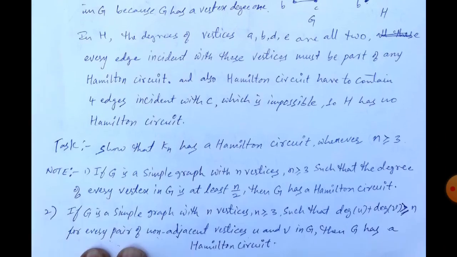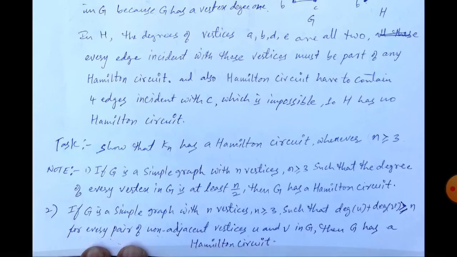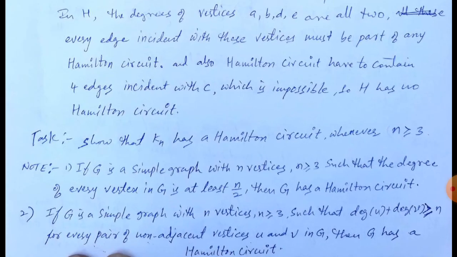So at least if we include these 4 edges in the Hamiltonian circuit, then it is not possible to have a Hamiltonian circuit. Now task, show that Kn has a Hamiltonian circuit whenever n is greater than or equal to 3. Now observe, you can take K2, K3, K4, K5 like that, okay, complete graphs, and observe whether they have circuits or not. Of course it will be there, but you have to find that circuit.